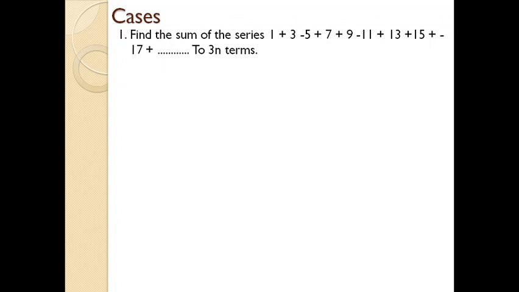Okay, you need to find the sum of the series. First of all, we need to find whether the series is in a progression form. The series begins from 1 followed by 3, then minus 5, 7, 9, minus 11, 13, 15. Usually in a progression situation or in a series, the numbers given in that particular series will be in continuous form, and also there is a proper interval gap between each number in that series.